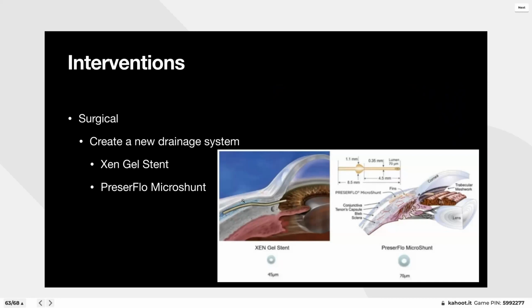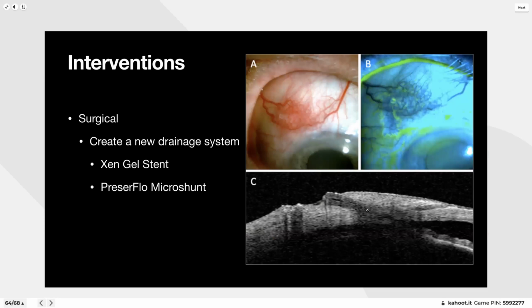So it's a little bit more challenging, but a lot more predictable, and you get some really good pressure response. And so again, these are the kind of real glaucoma surgeries. These are the ones where we're creating a whole new drainage system for the eye to bring down pressures. These are just some examples of the blebs that we can create.